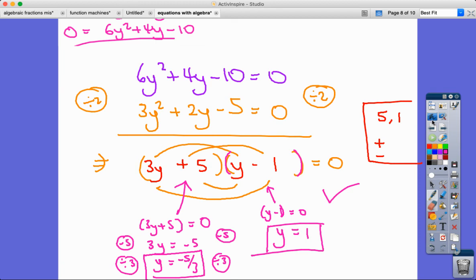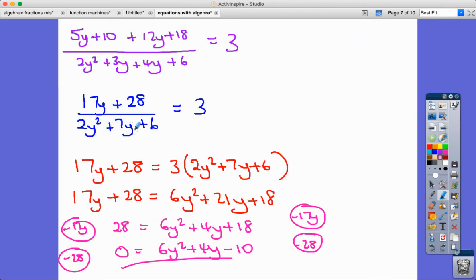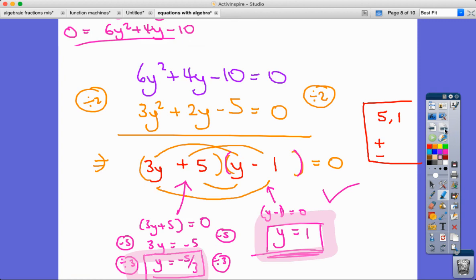So pretty long-winded there, but we did get there in the end. We relied on a method from prior knowledge of how to solve a quadratic by factorization. Okay, so the final answers, there we go, are y equals 1 and y equals -5/3. Quite a lot going on there, a lot of skills across multiplication, solving an algebraic fraction as an equation, and then finally the quadratic revision there.